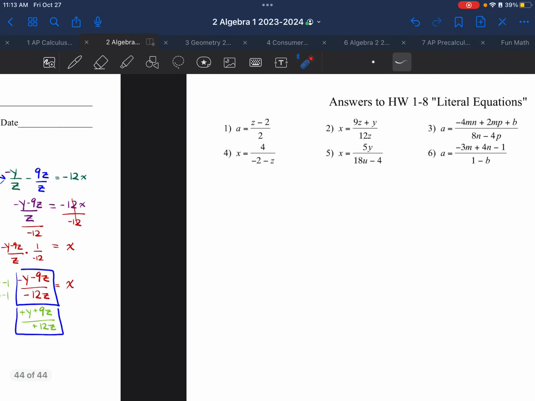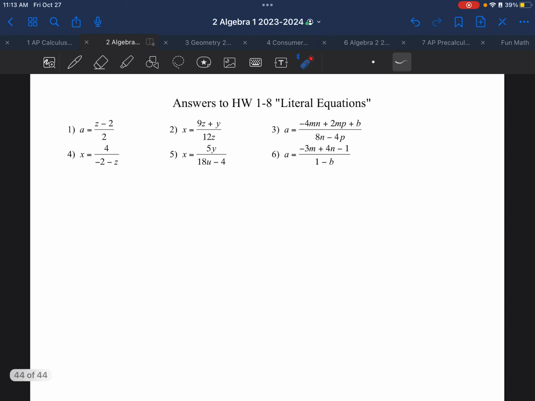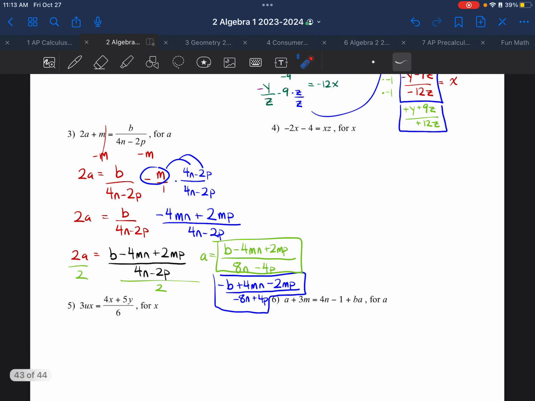So I'm going to look at my positive b on the top, which is this equation. So I have a negative 4mn and a plus 2mp. Negative 4mn plus 2mp, I got that all correct. And then on the bottom I should have a positive 8n and a minus 4p. Okay, that was correct. I was worried for a sec that I was doing something backwards, but we did get it right.